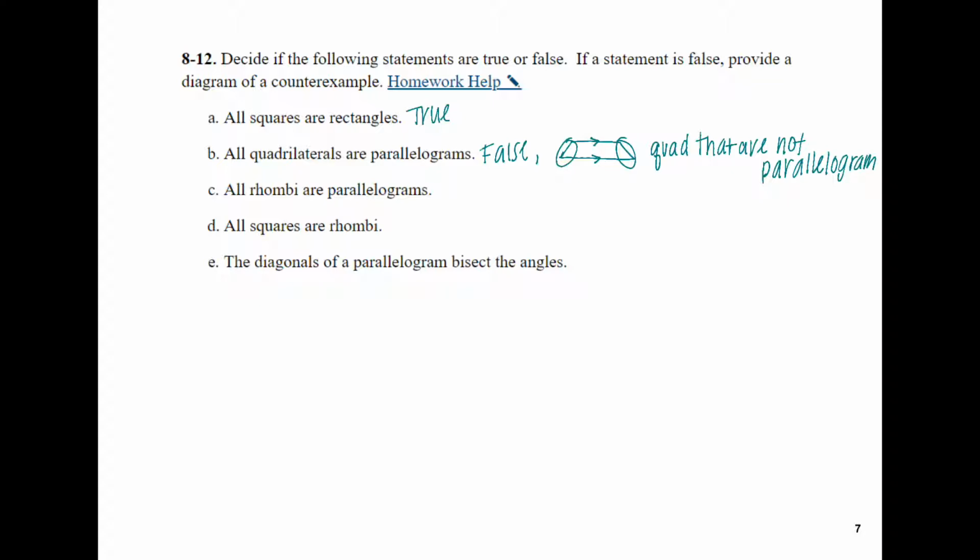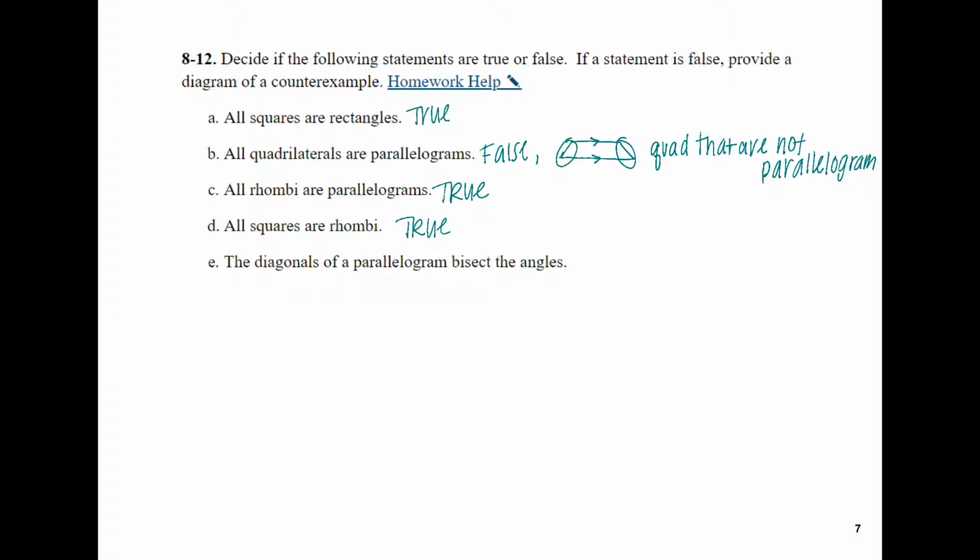All rhombi are parallelograms is a true statement. A rhombus is just a more defined parallelogram because a rhombus has all of its sides congruent and a parallelogram does not have to. All squares are rhombi. Again, this is a true statement. A square has two sets of parallel sides. All of the sides are equal, and the difference between a rhombus and a square is a square has all right angles.